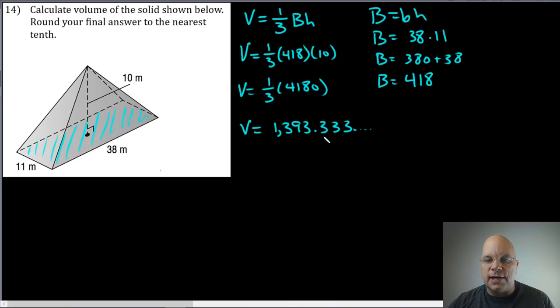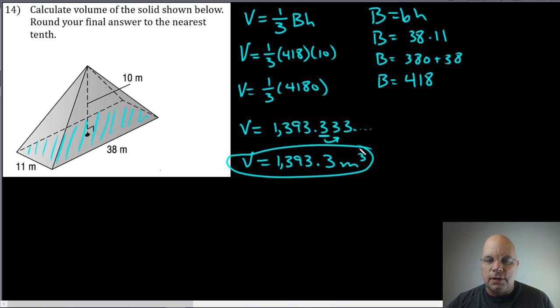We're rounding to the nearest tenth, so identify the digit in the tenths place. Is the digit in the place value to the right of that 5 or more? It is not, and so you just leave it as 1,393 3/10 meters cubed for volume. Volume is how many cubic meters will fit inside of this pyramid. Volume is a 3-dimensional measurement.